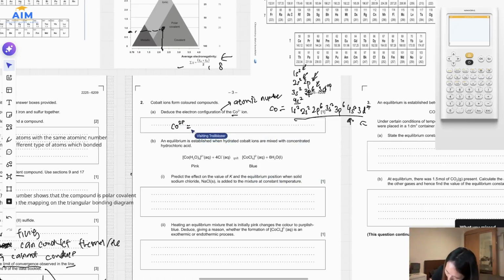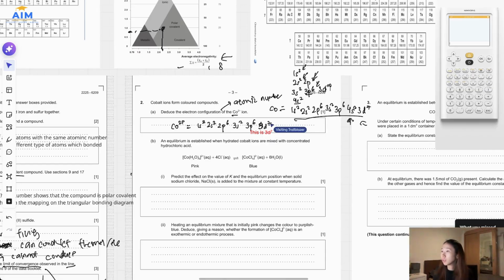becomes 1s2, 2s2, 2p6, 3s2, 3p6, and then 3d7. So this is the electronic configuration of cobalt 2+.